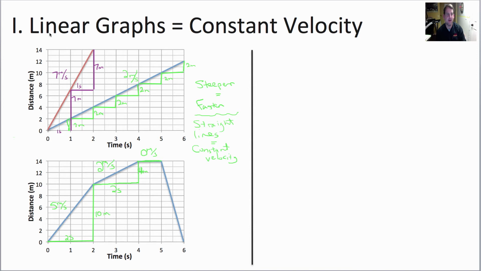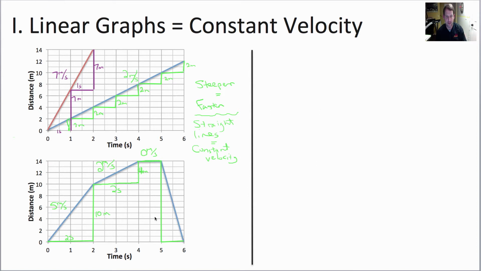Now on this one, things get a little bit tricky. So this one, we're losing distance here. So we're going from 14 back to the starting line. So that means we're losing distance, we're going backwards here. And then it takes us that much time. So that's our slope triangle.